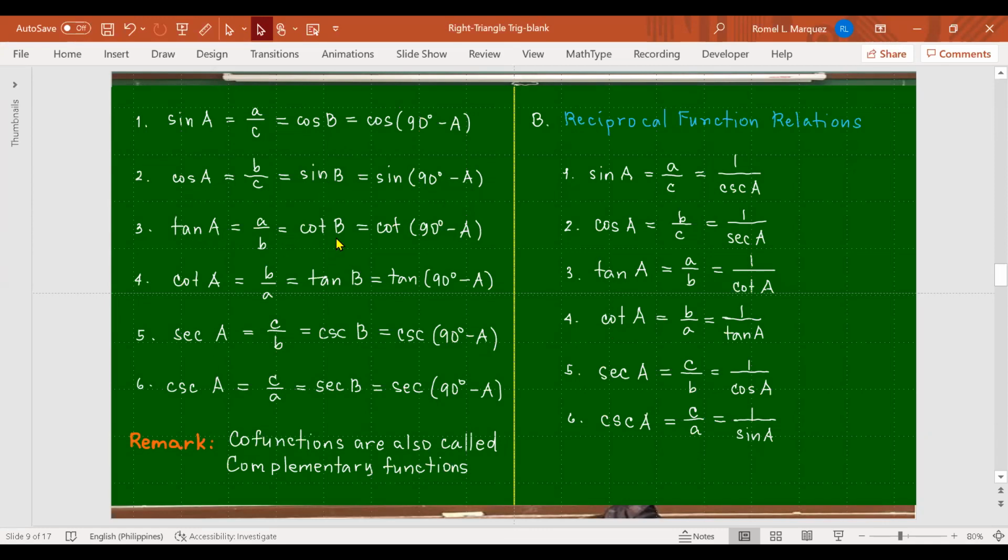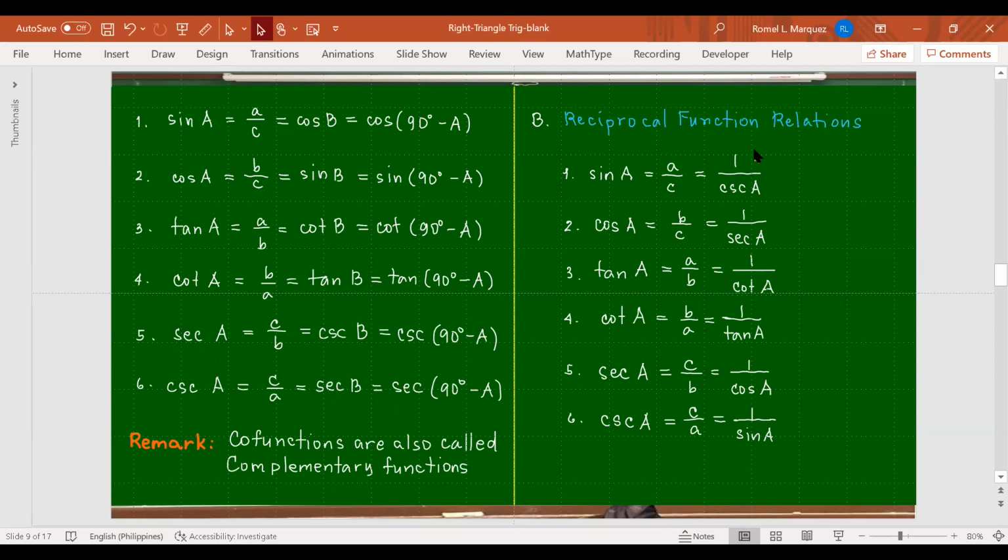So we say that cosine A is cofunction of sine B. Tangent A is cofunction of cotangent B. Cotangent A, the cofunction is tangent B. Secant A is the cofunction of cosecant B. Cosecant A, secant B. As long as the angles are complementary, sine and cosine are cofunctions, but be sure their angles are complementary. Tangent, cotangent. Secant, cosecant. Again, they are cofunctions. It's also called complementary functions.